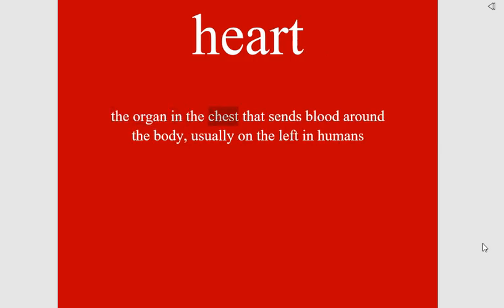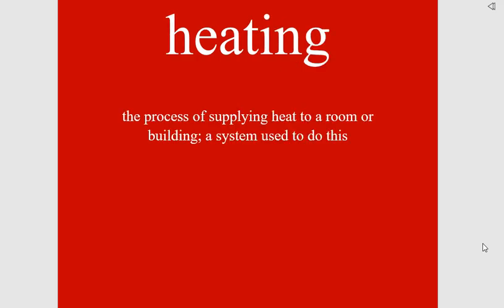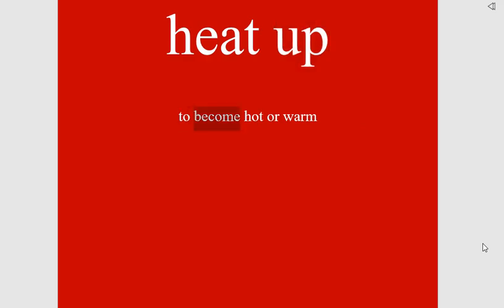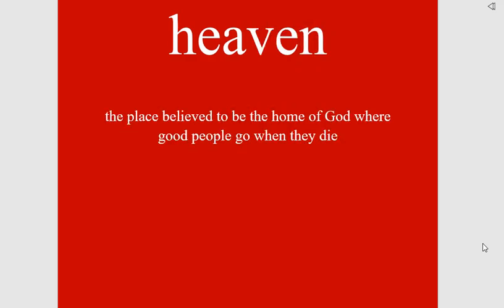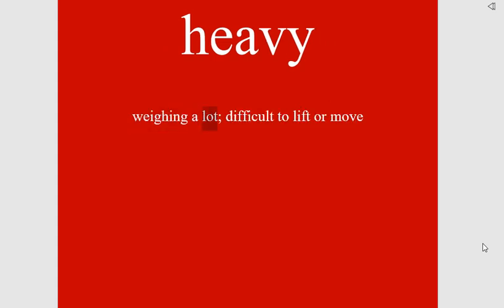Heart. The organ in the chest that sends blood around the body, usually on the left in humans. Heat. The quality of being hot. Heating. The process of supplying heat to a room or building, a system used to do this. Heat up. To become hot or warm. Heaven. The place believed to be the home of God where good people go when they die. Heavily. To a great degree, in large amounts. Heavy. Weighing a lot, difficult to lift or move.